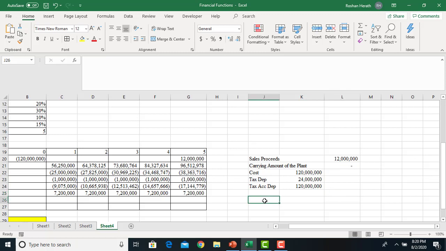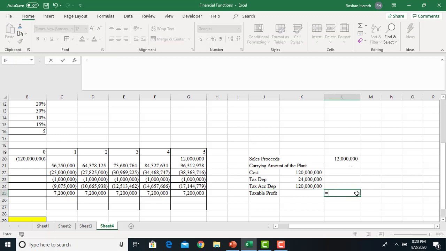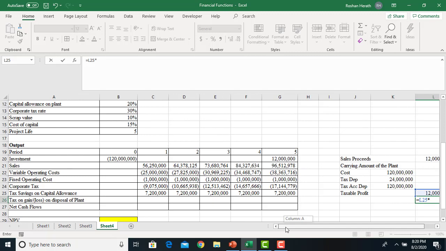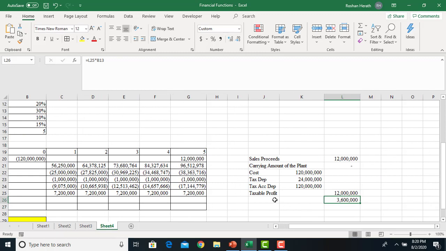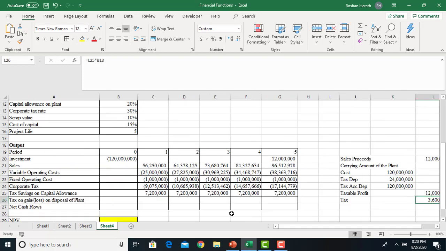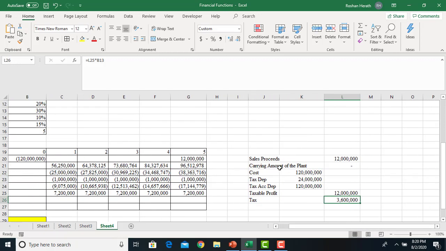So therefore there's a taxable profit of how much? It is 12 million. So the tax you can compute on that. The tax rate is 30%. So you can see 3.6 million tax has to be paid. So this is the tax you should pay, right? Here what you can do, you can take it. I have simply worked this out manually. That is just to help your understanding.